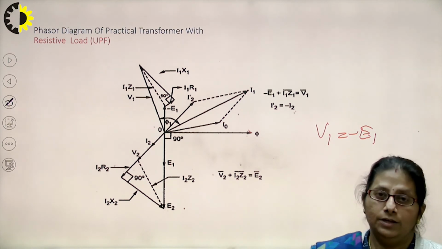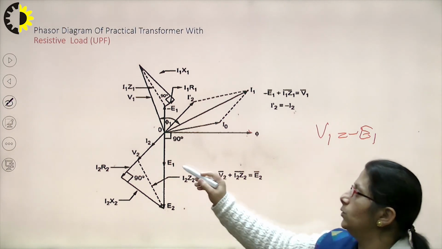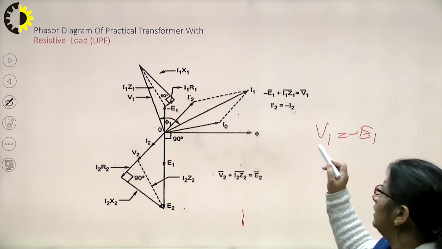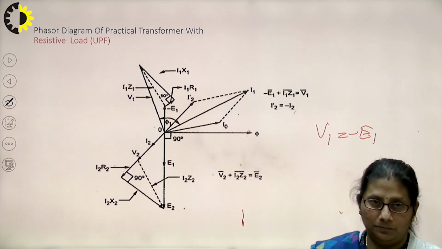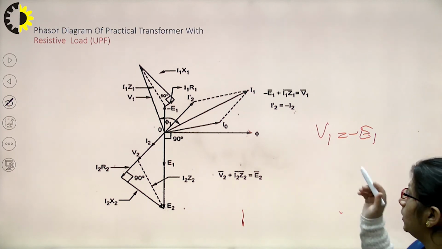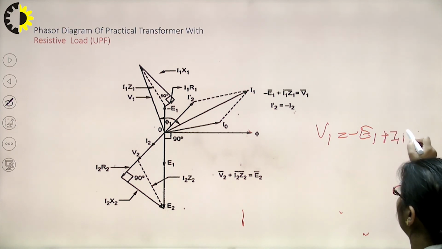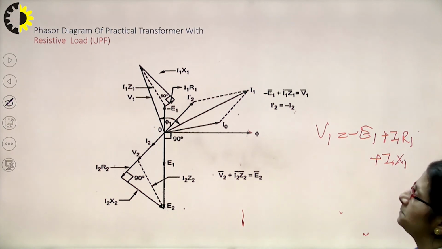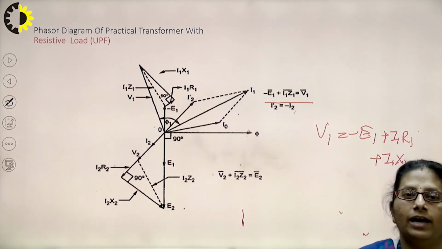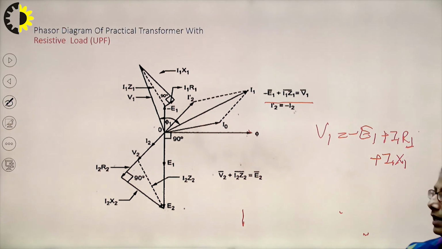Why do we used to say that? Because E1 used to be the induced EMF which opposes the cause producing it, so we used to just show it in opposition. But this time, this is a practical transformer. I can't say that V1 and E1 would be just exactly equal. Why? Because now this V1 has to overcome the drops. Which drops? So the equation for V1 this time becomes V1 is equal to minus of E1 plus I1 R1 plus I1 X1. We can write V1 is equal to minus of E1 plus I1 Z1, where elaborating Z1 I have I1 R1 and I1 X1. R1 is the primary resistance and this is the leakage reactance.